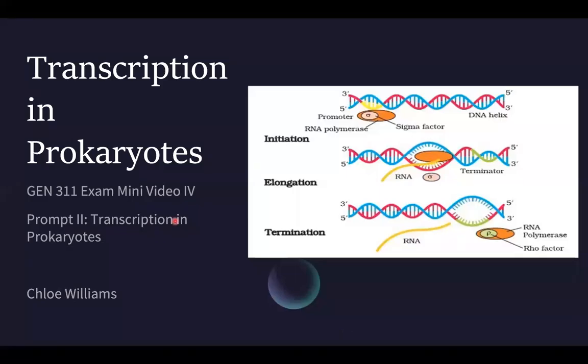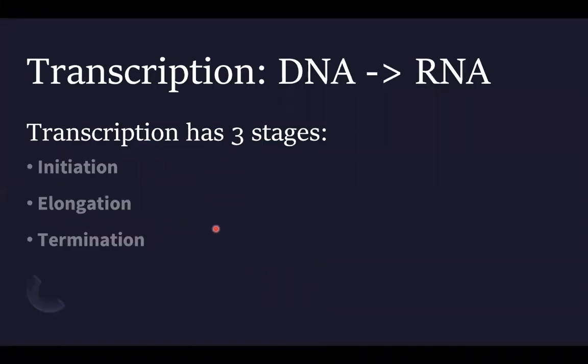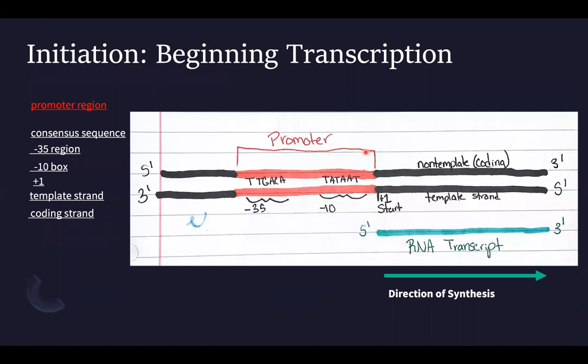So today I'm going to be talking about transcription in prokaryotes. So there's three stages: initiation, elongation, and termination. And transcription is the process of transcribing RNA from DNA. So initiation begins the transcription, and we have our promoter region.